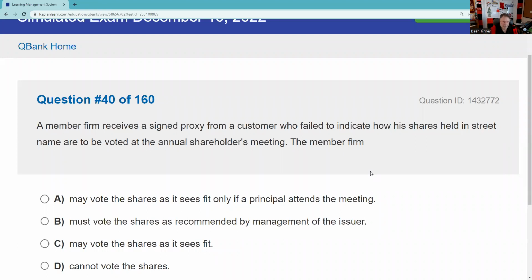A member firm receives a signed proxy from a customer who failed to indicate how his shares held in street name are to be voted at the annual shareholder meeting. The member firm must vote the shares as recommended by management of the issuer. So it's B. And then remember, we can't charge customers to forward the proxy material to them. The broker-dealer can charge the issuer, but can't charge the customer.